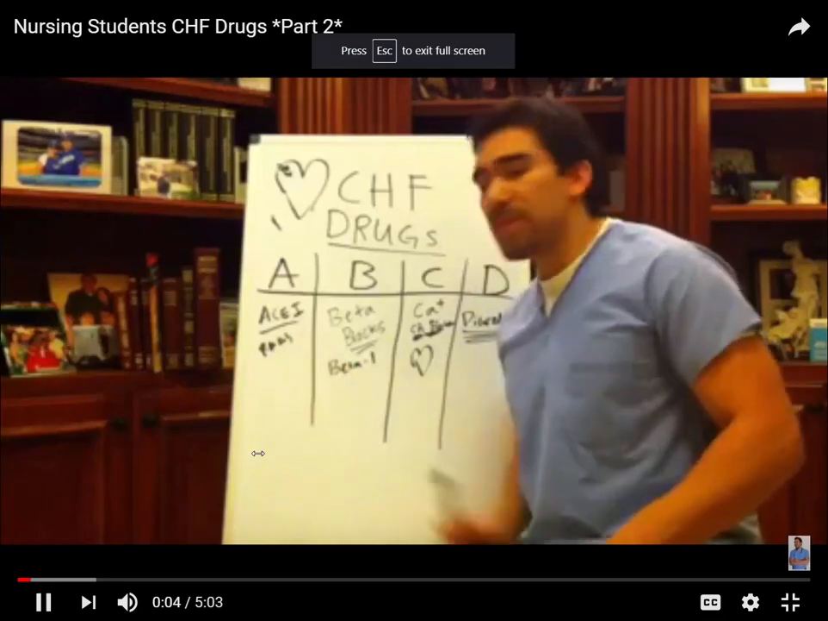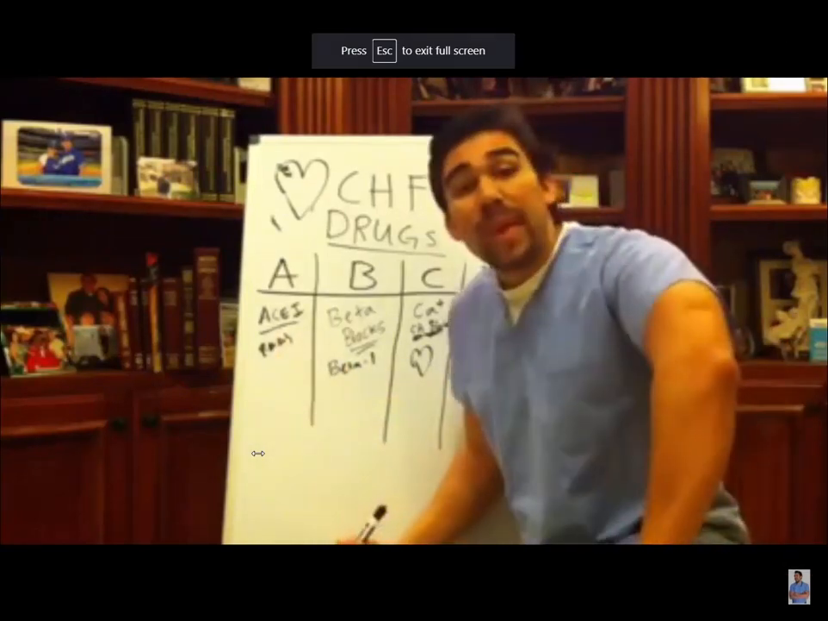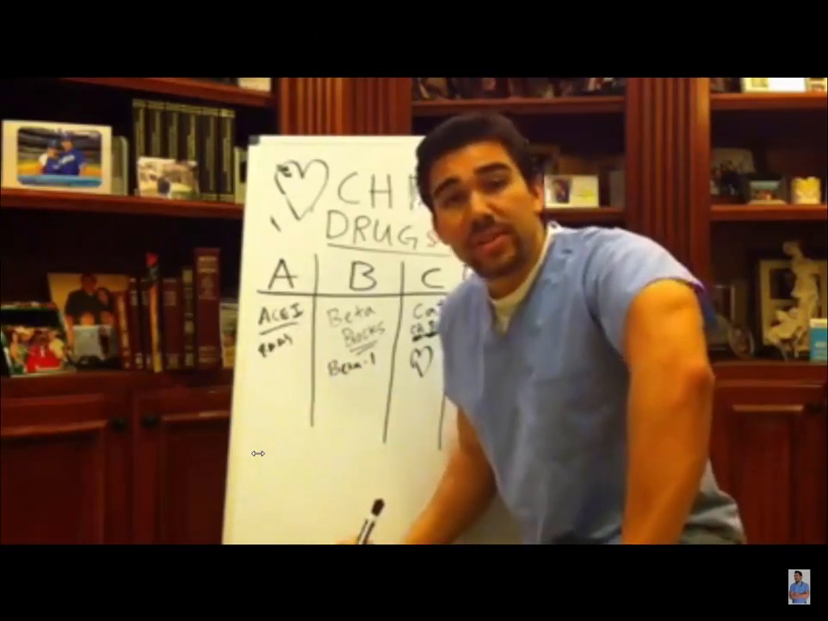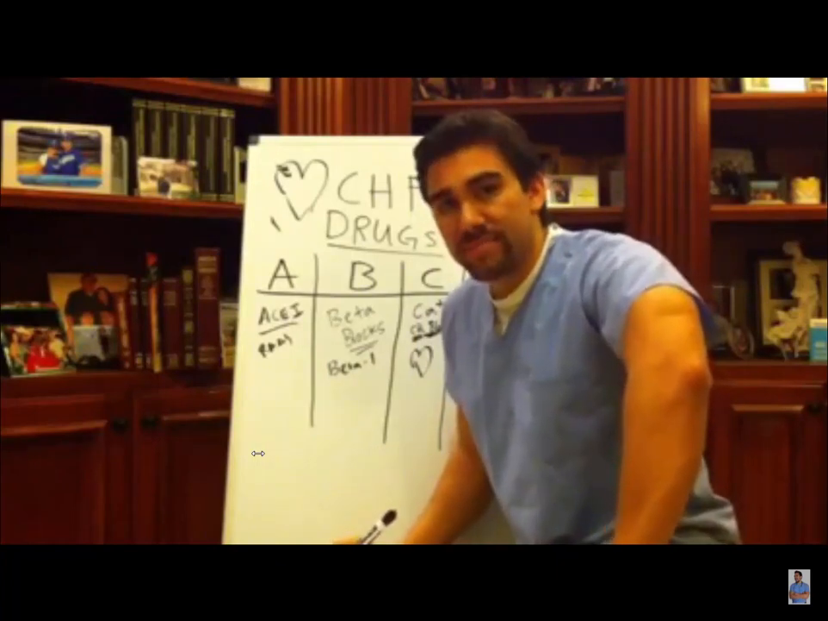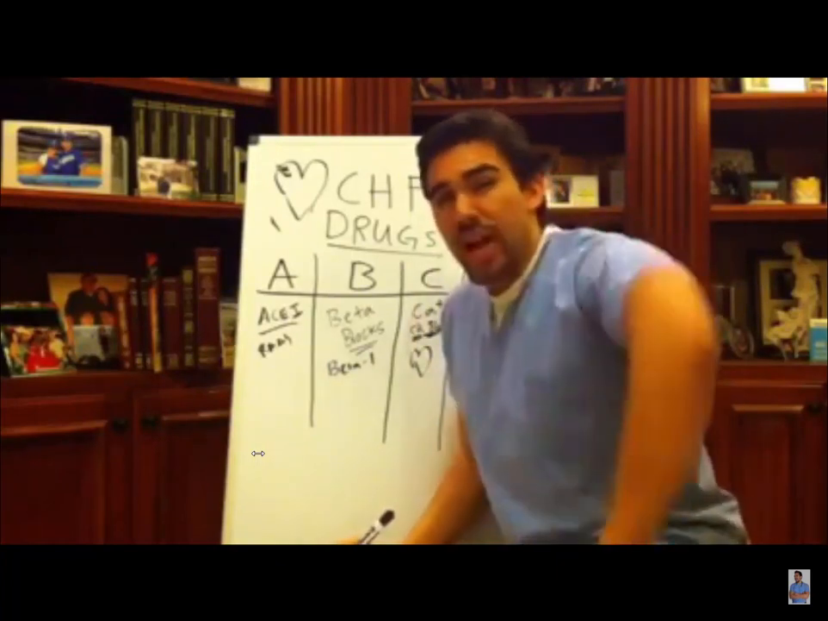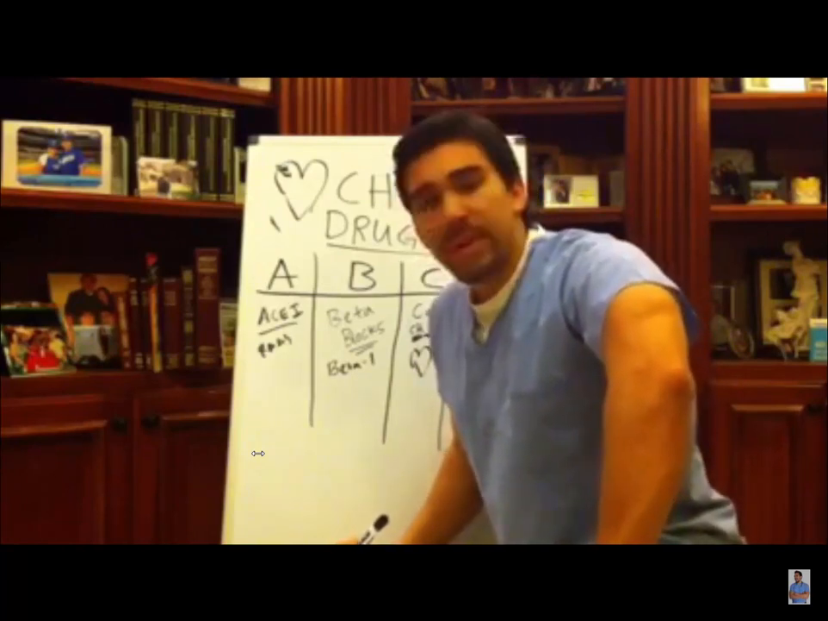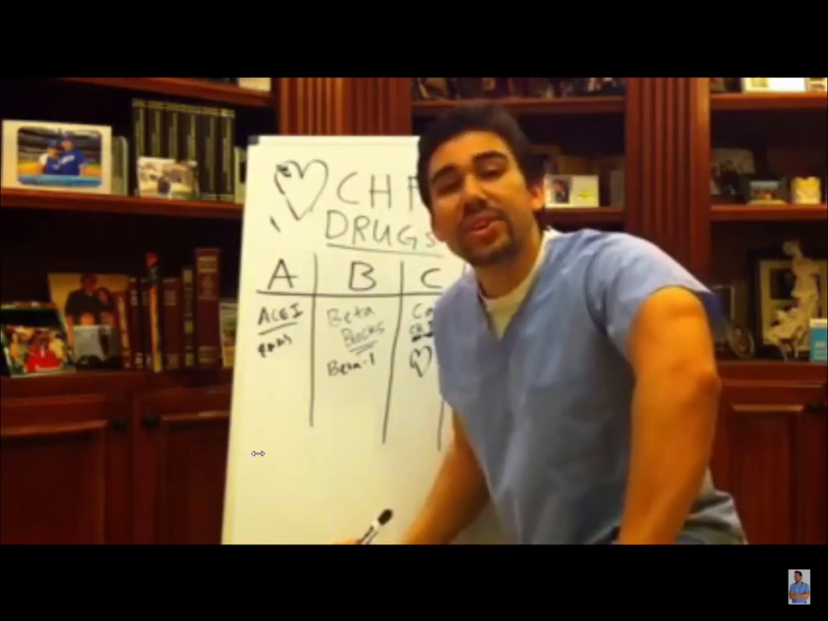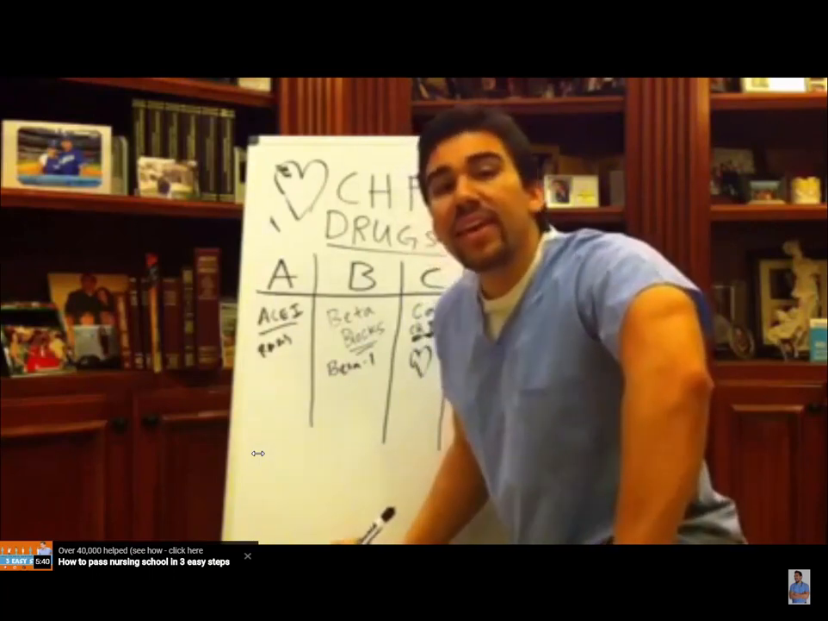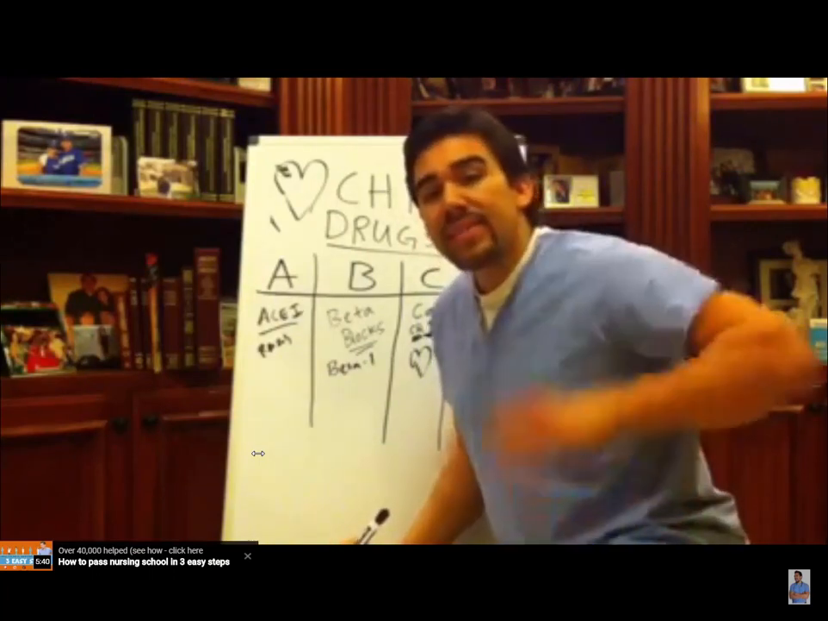Alright guys, so ACE inhibitors. We know that the mechanism of action for ACE inhibitors is to inhibit what? Good job, right in the corner. ACE. Inhibit ACE. Now what is ACE? ACE is your angiotensin converting enzyme.